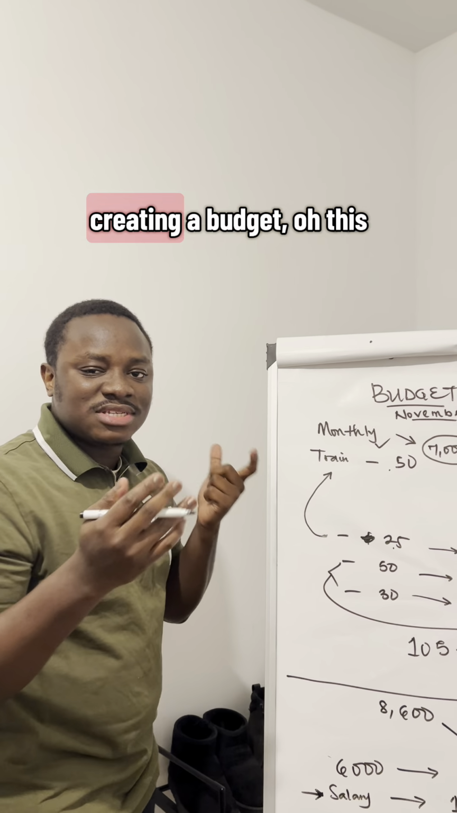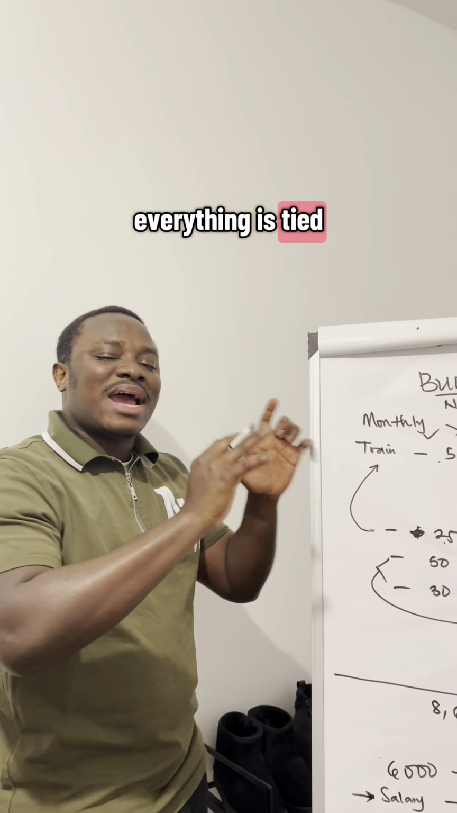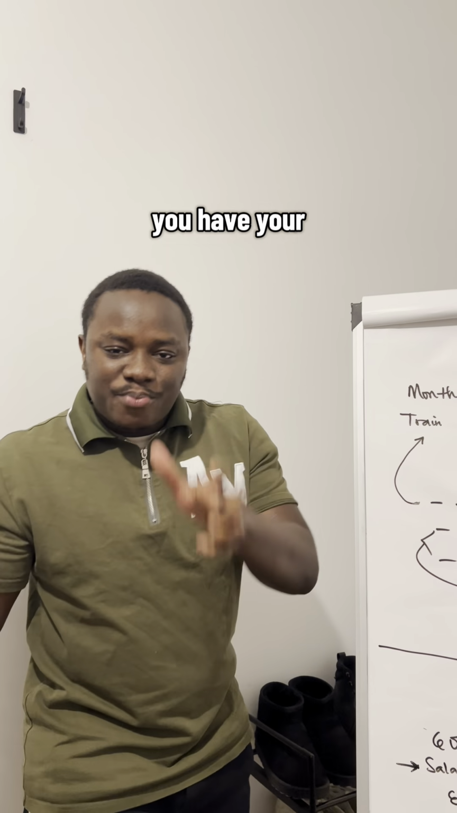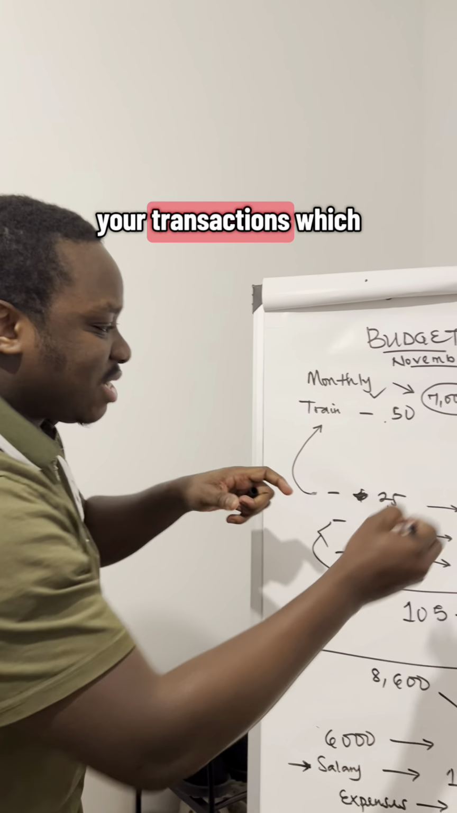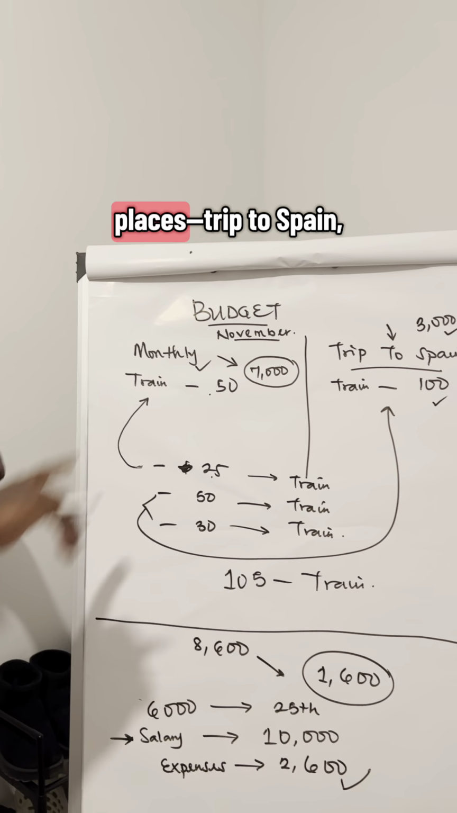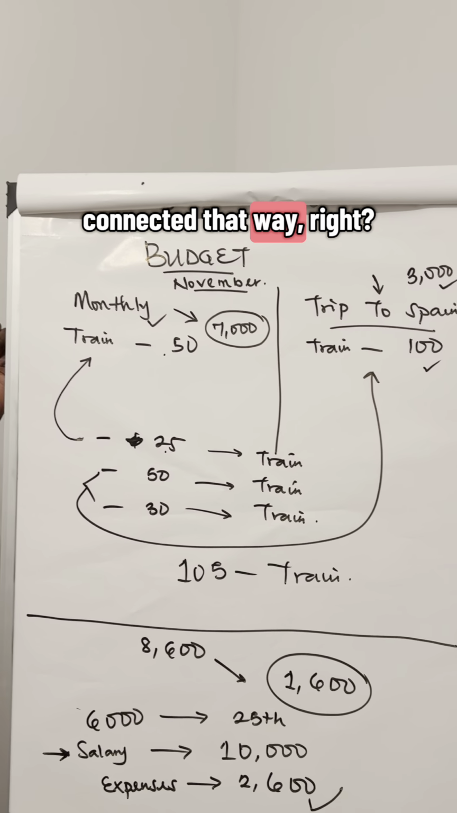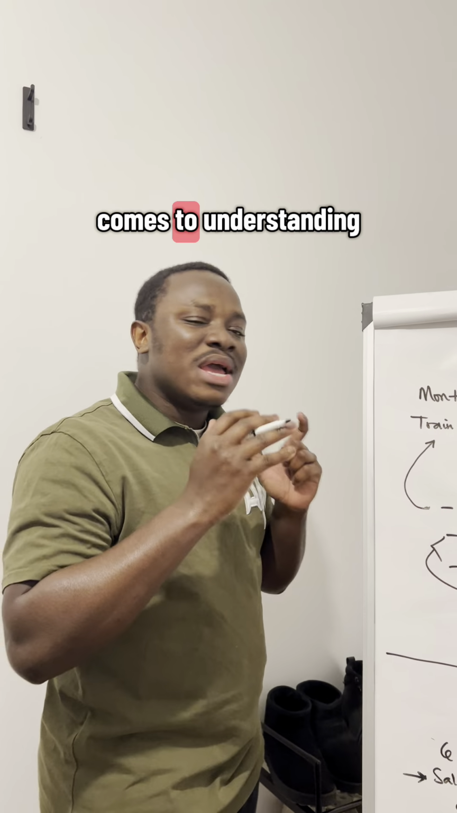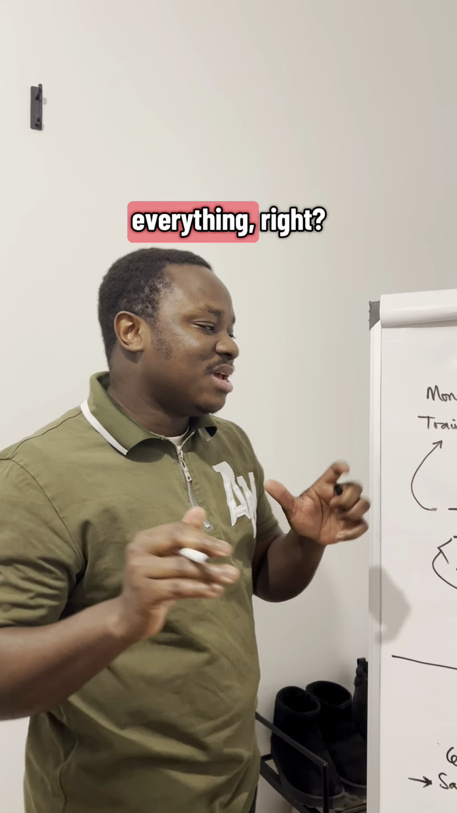You're not just creating a budget, oh, this is what I want to spend, this is what I don't want to spend. Everything is tied together. You have your goals, which are linked to the account. You have your budget, which is funded by your account, right? Then you have your transactions, which go into different places, trip to Spain, your monthly budget, and everything is connected that way, right? And this is the vision of heyFinance when it comes to understanding your spending, to give you this holistic view of everything, right?